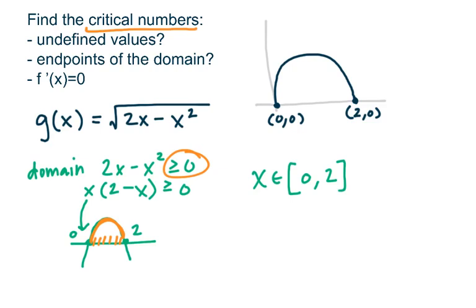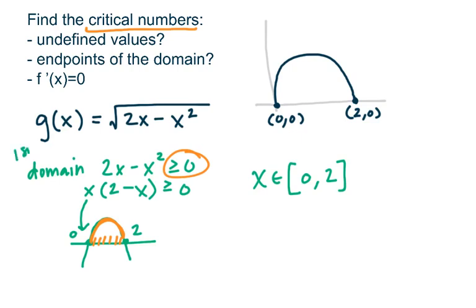And also, I can determine my domain looking at the picture because the graph only exists between 0 and 2. So any value less than 0 or greater than 2 is going to be outside of the domain, and those would be undefined values. So my endpoints of the domain are 0 and 2. So we also need to find the derivative, and we need to find where it's equal to 0. So domain is what I did first.